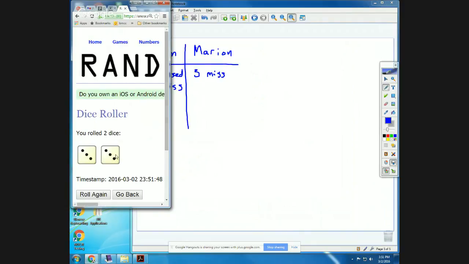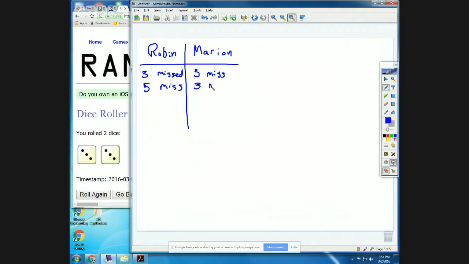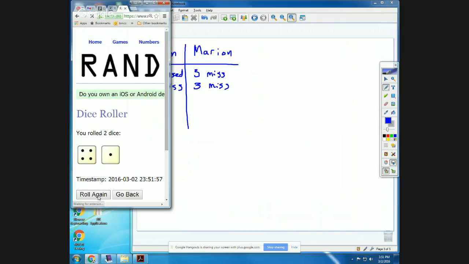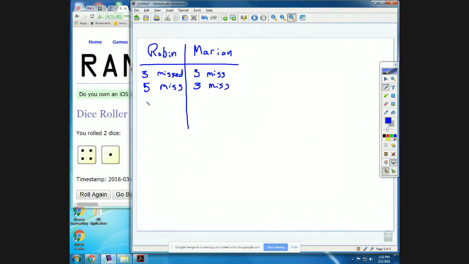So I'm gonna ignore the Robin. I'm gonna say we got a 3 again here, so that's a miss. And then I click roll again. So for both of them, the only thing that hits is the 1 or 2. And so here I got a 4, so Robin missed, but Marion hit. So this is a 4, miss, and this is a 1, which is a hit. So now this round is over. Marion just won.